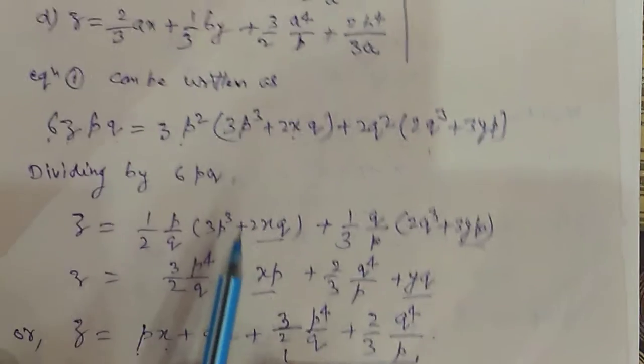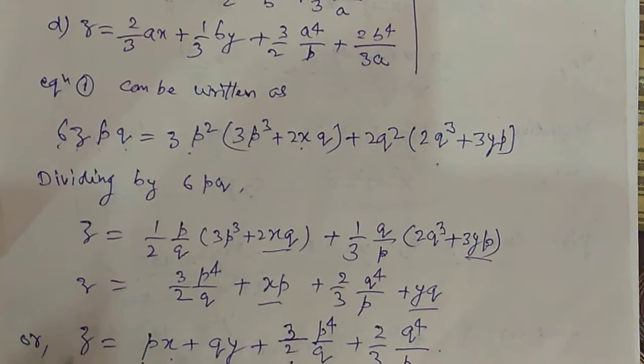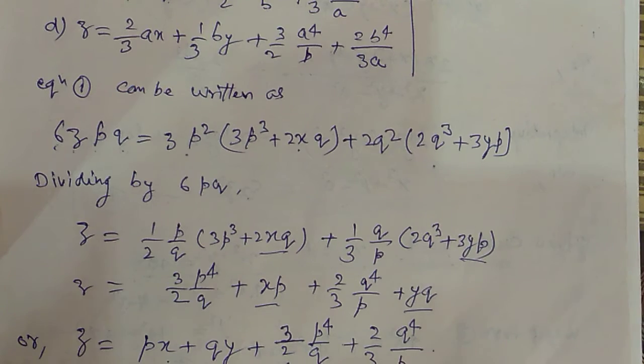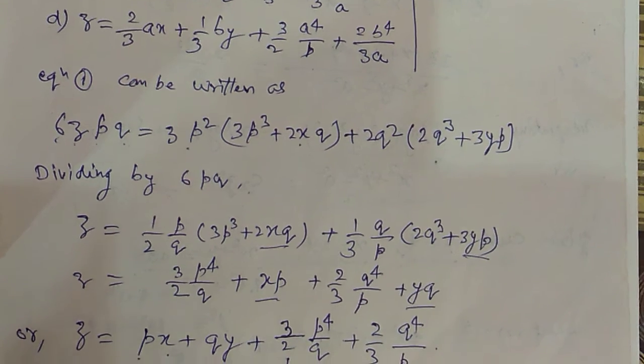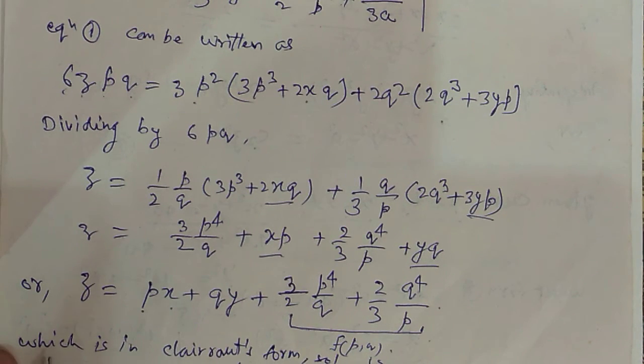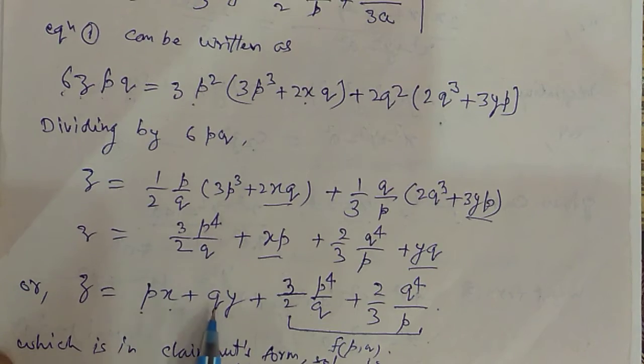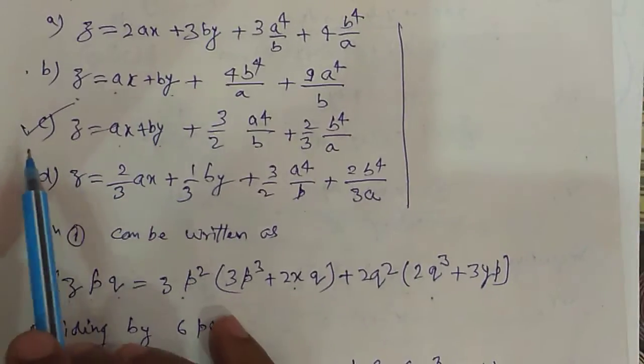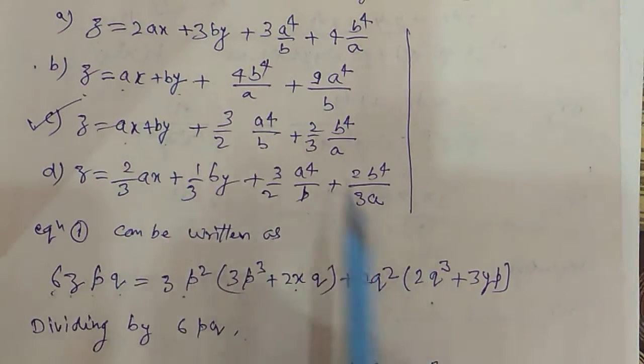This is in the form of Clairaut's. Clairaut's form is z equal to px plus qy plus a function of p and q only. So its general solution directly becomes, by replacing p by a and q by b, this. This option is C. So option C is correct.